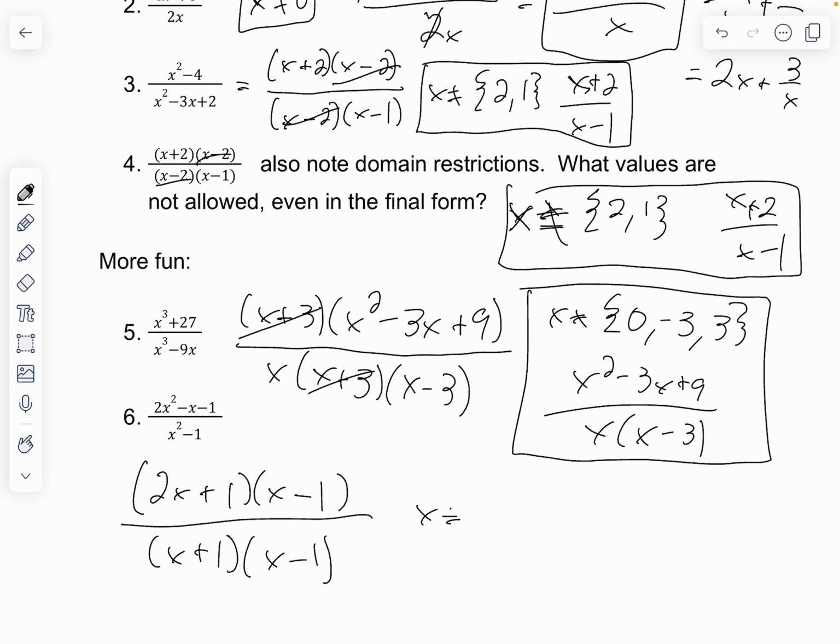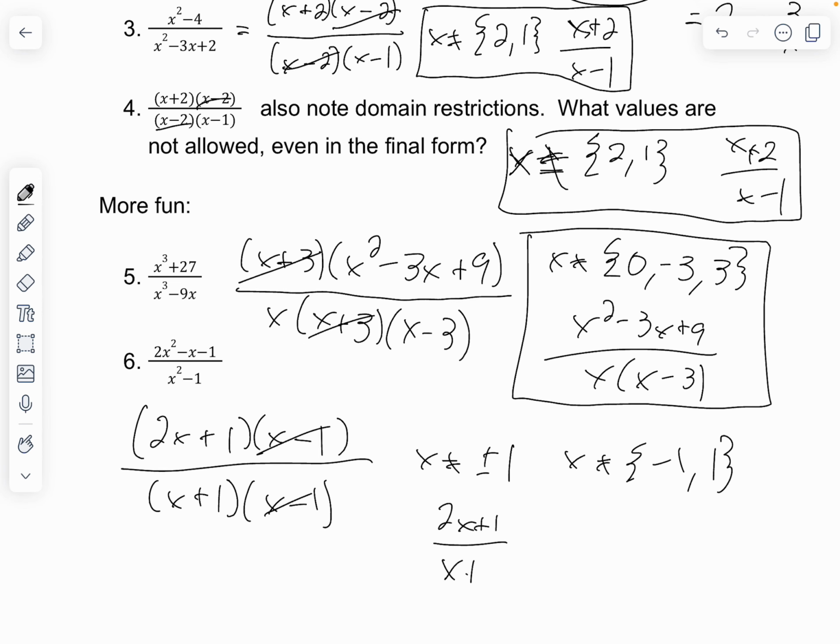Domain restrictions, x cannot be plus or minus 1. You can write it like that, actually. Plus and minus 1 not allowed, or you can, of course, write x cannot be -1 or positive 1. And then we cancel out our x minus 1's. Our final answer is 2x plus 1 over x plus 1. That's our final answer. Cool.